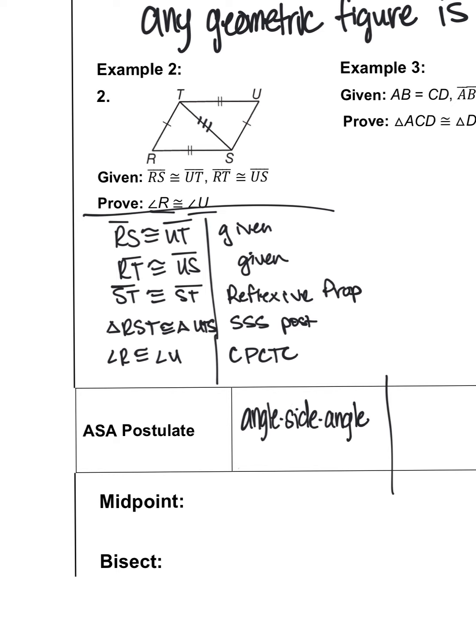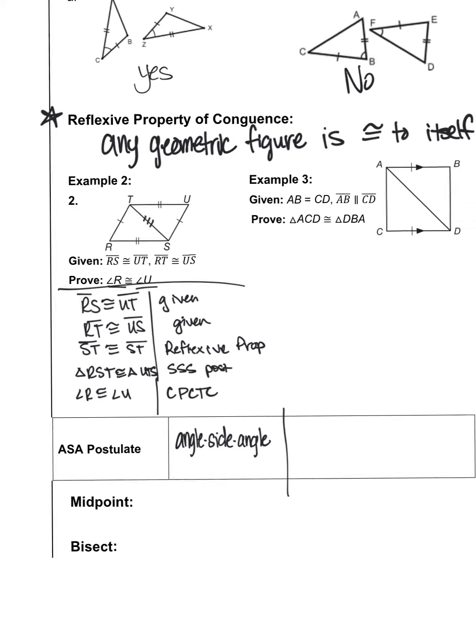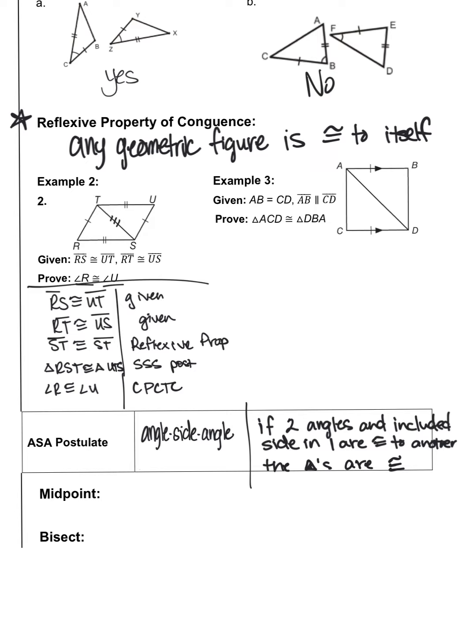Okay, next is our angle side angle postulate, and it just tells us if two angles and the included side are congruent to another, then the triangles are congruent. So here we go. Here's our triangle. If we have two angles, here's one angle, here's another. The included side has to be the side between those two angles. These angles are the same and the side is the same, so these two triangles are congruent to each other.